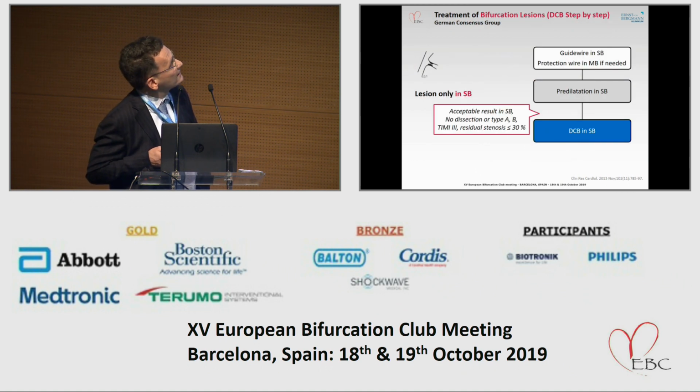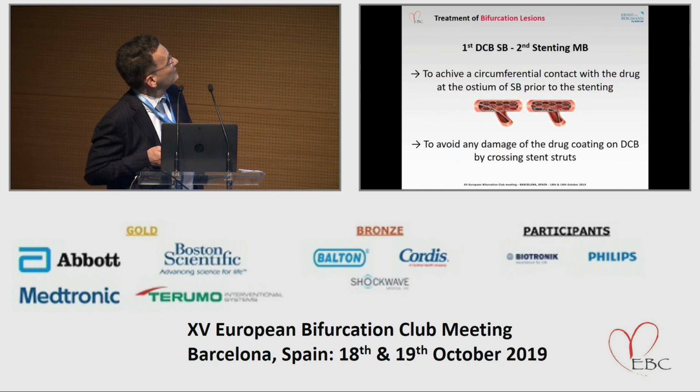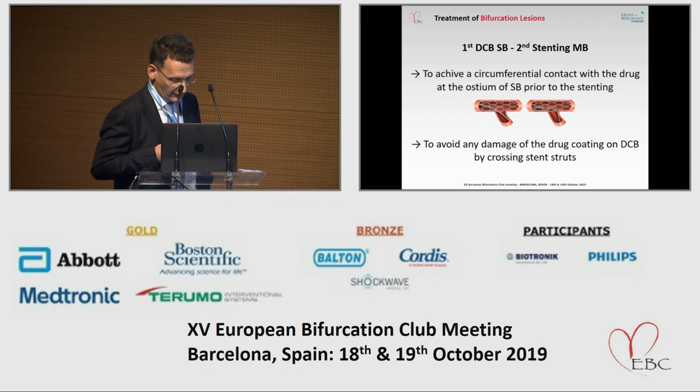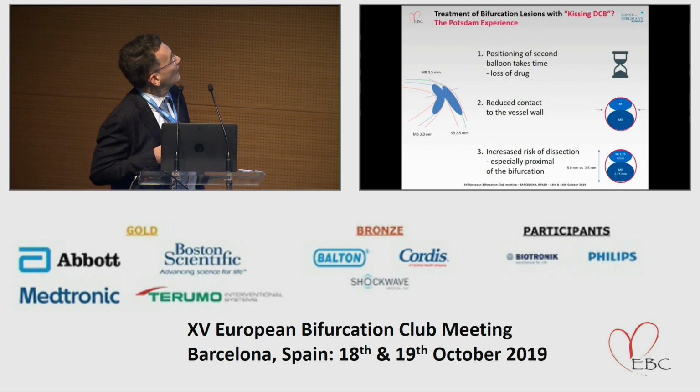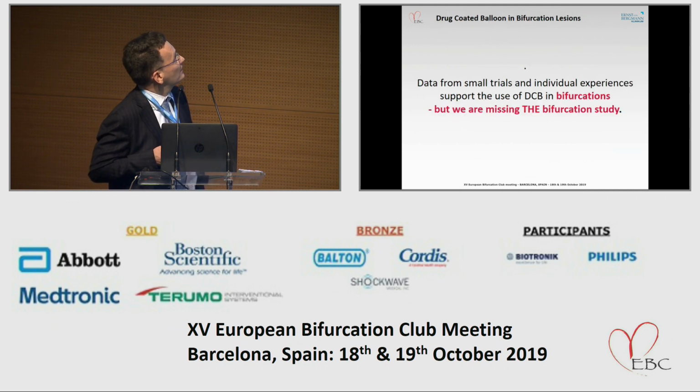He detailed, as I told you, the step-by-step German consensus algorithm, and there's no point in detailing that right now. He stressed that it is of utmost importance to use the DEB first and then stent the main branch, in order to avoid any damage of the drug coating on the DEB by crossing stent struts. On the other hand, kissing DEB, according to the Potsdam experience, seems not to be a very good idea.